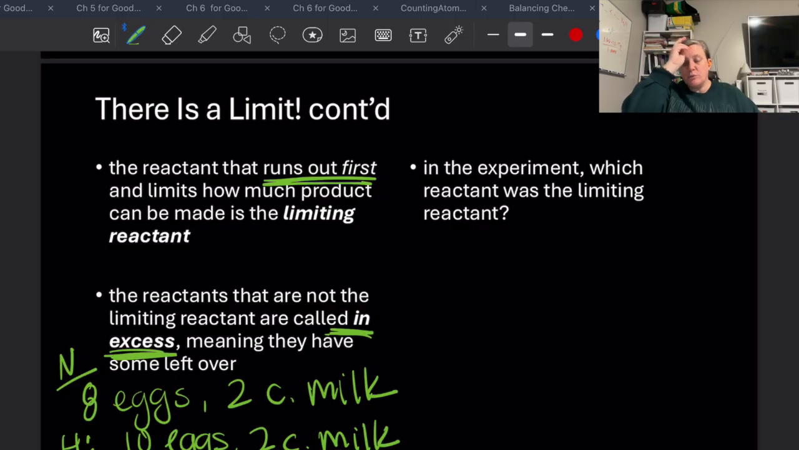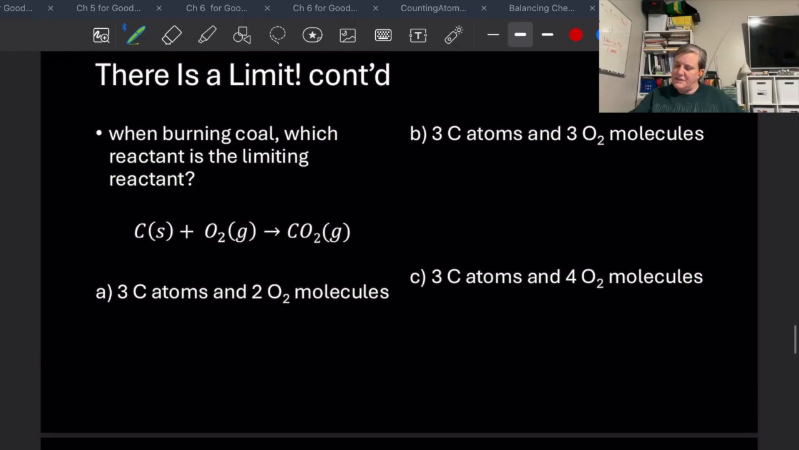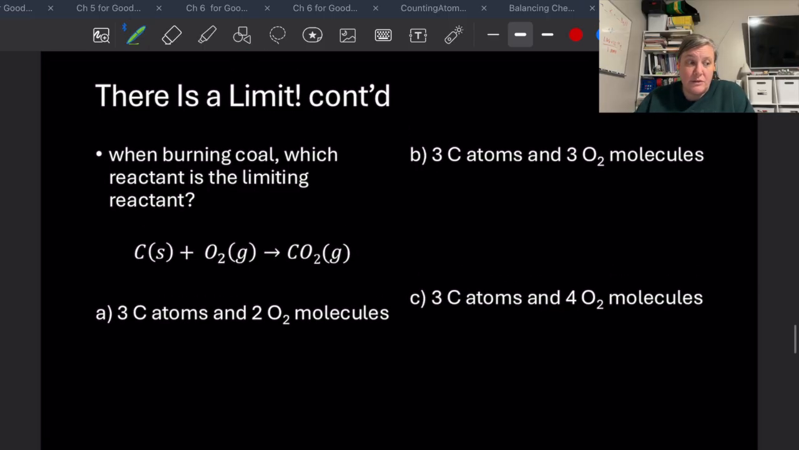And when we do our experiment 7.2, we will talk about which reactant in that experiment was our limiting reactant. So let's look at this example, and then we're going to be done with talking about this. This is the section in your book on page 206.